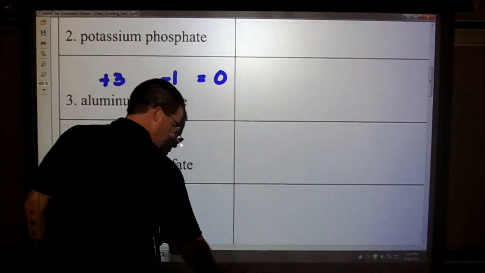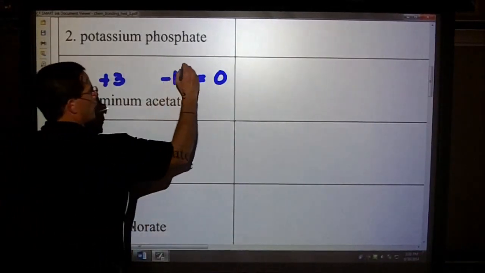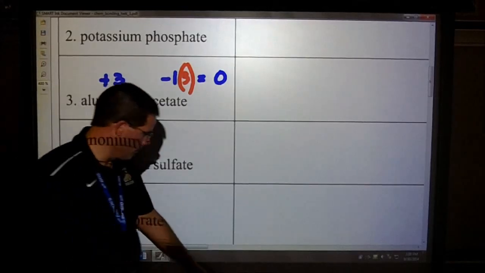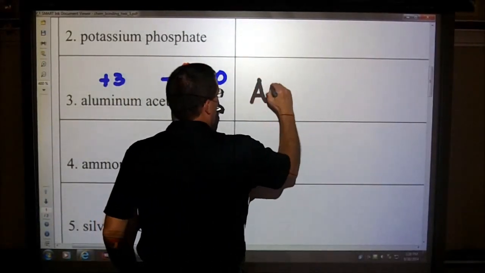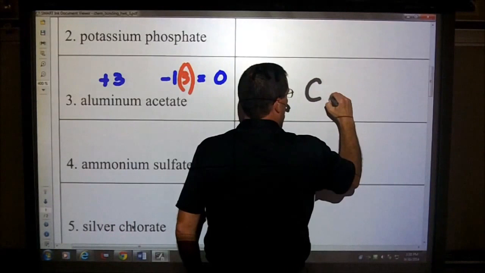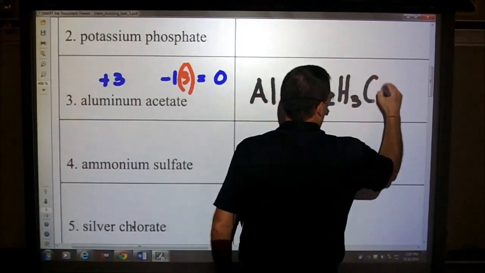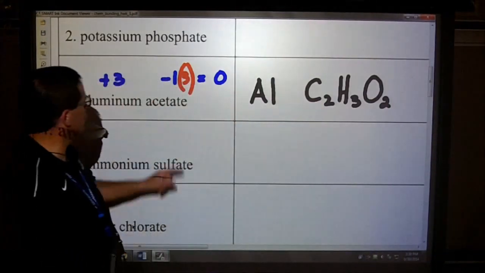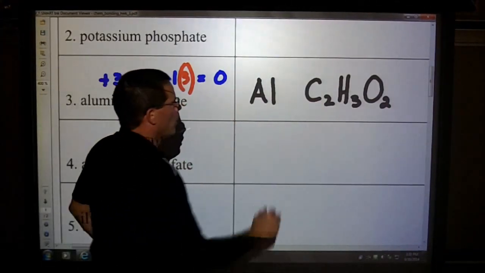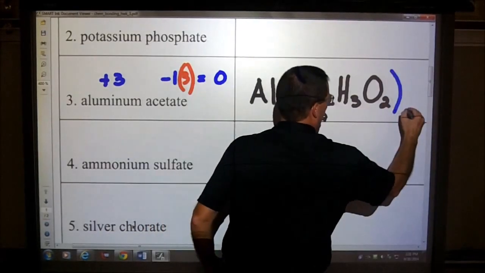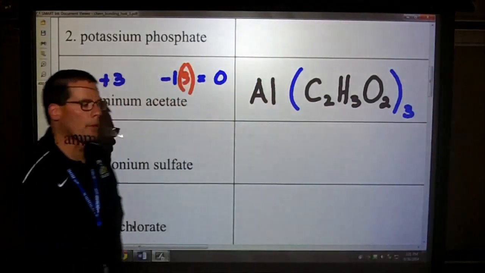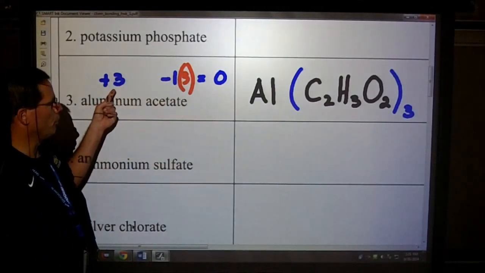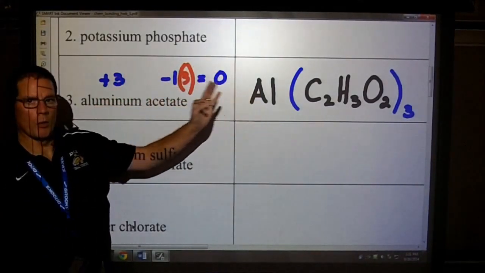Does that equal 0? The answer is no, it does not. So that means we need to multiply that by 3. Okay, so aluminum, symbol is Al, acetate is C2H3O2 with a -1 charge, okay? And since we need to show 3 of those, we're going to wrap the whole thing in parentheses and put a 3, okay? So aluminum acetate, we have 1 aluminum because it has a +3 charge. Each acetate has a -1. We need 3 of those.